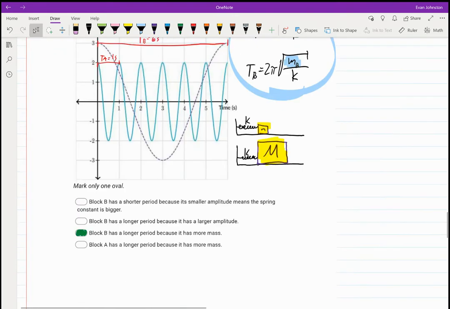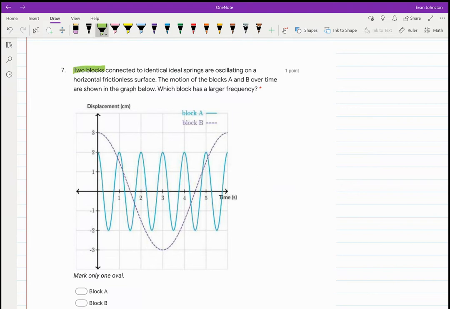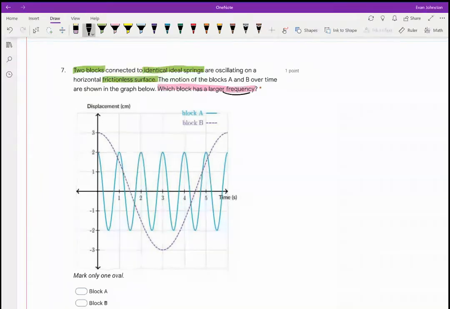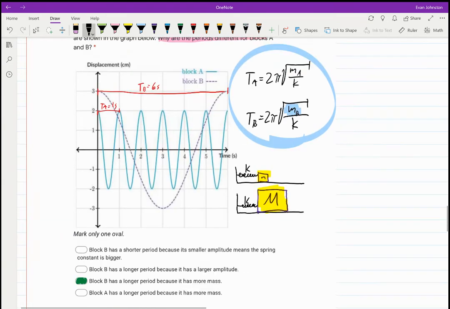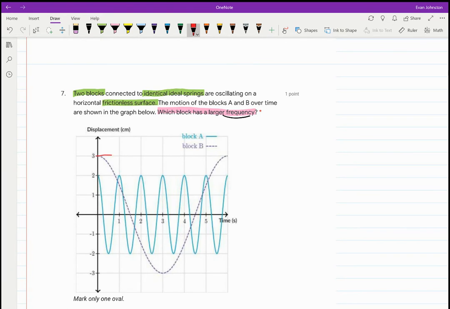Wait, this one looks just like this one. Okay, well, let's read it at least. Two blocks connected to ideal springs, frictionless surface, which has a larger frequency. Oh, that's the difference here. So this one isn't about the period, it's about the frequency. Well, we already know from before their periods are 6 and 1 second. So looking at it, we can just throw that in. T A is 1 second. T B is 6 seconds.